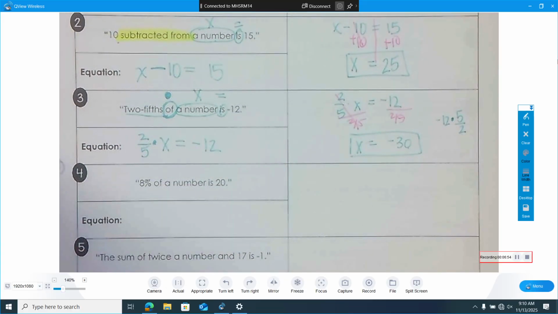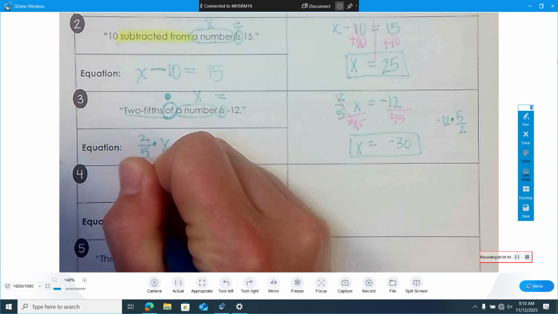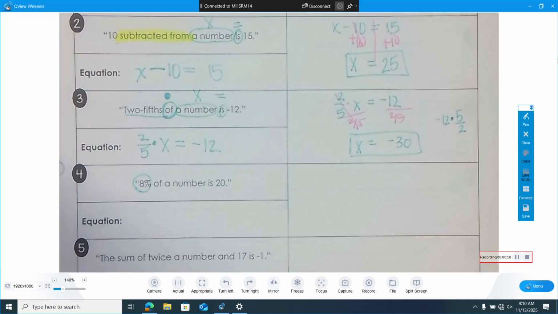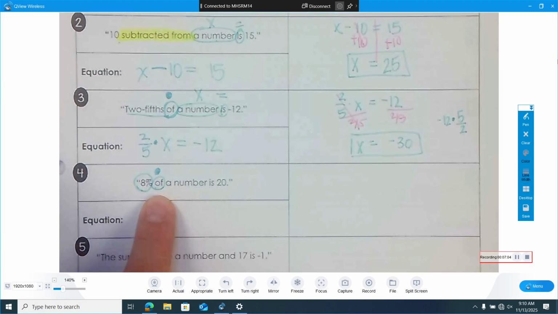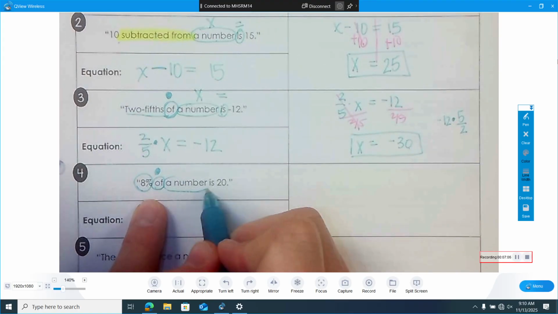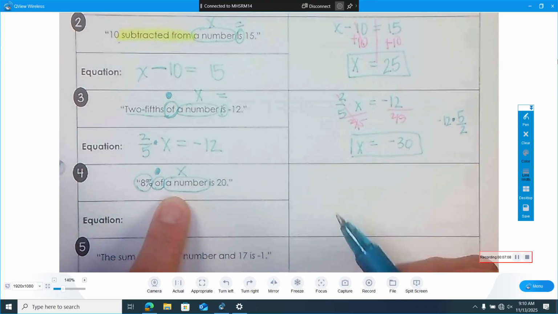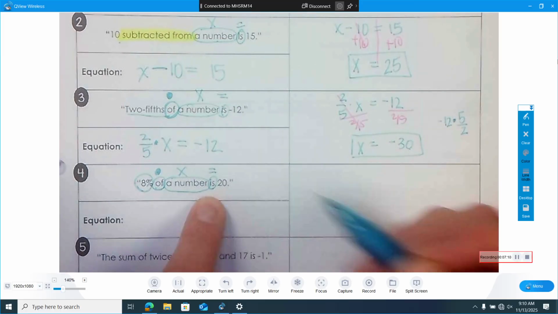8% of a number. Interesting. What does "of" mean? Times. 8% of, and then what are we going to use for a number? X. And then "is" means equals 20.